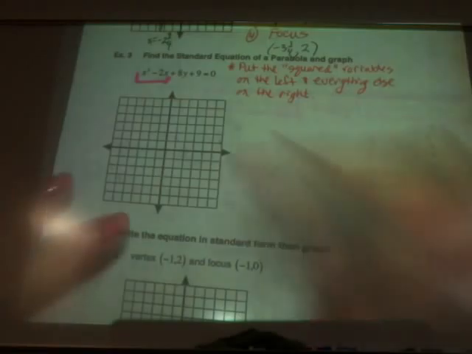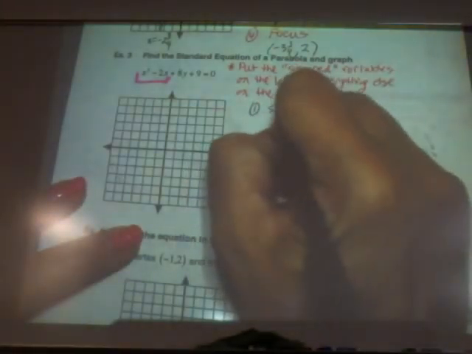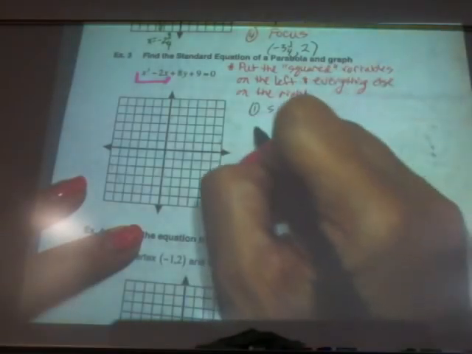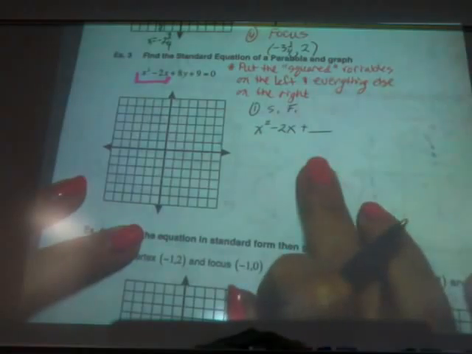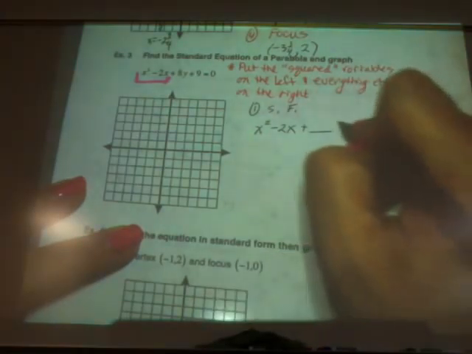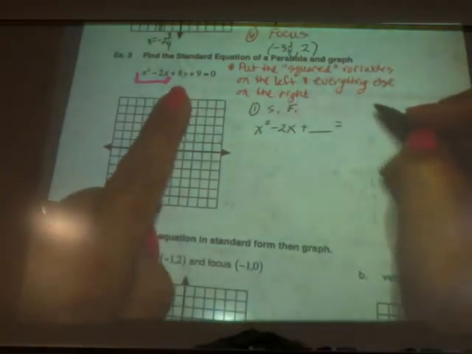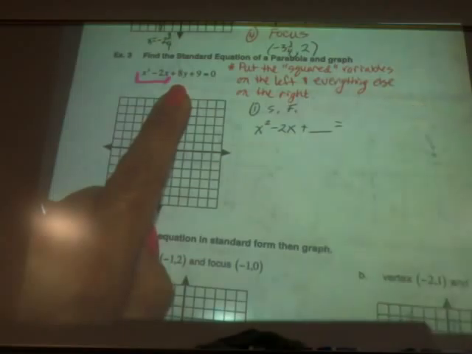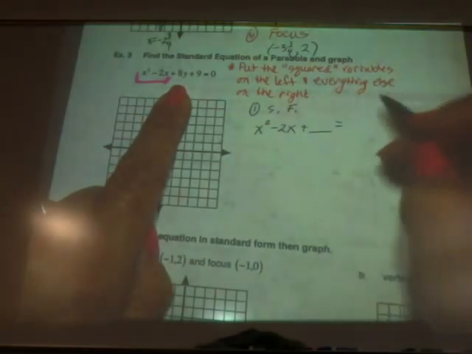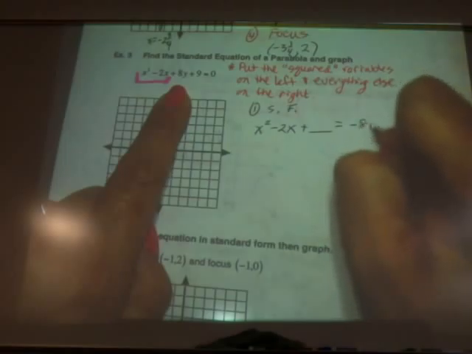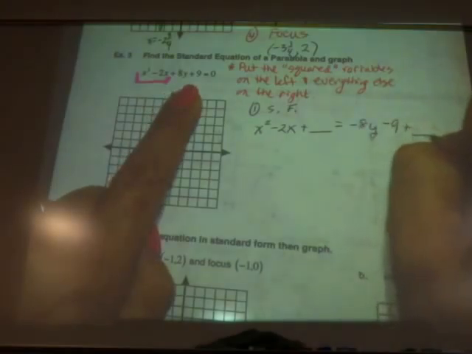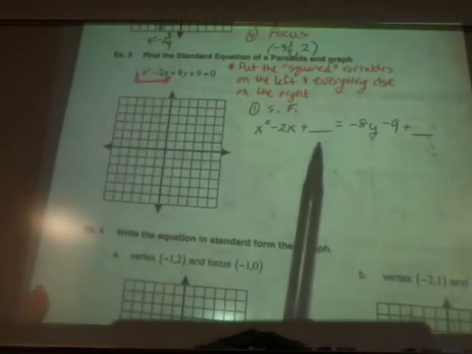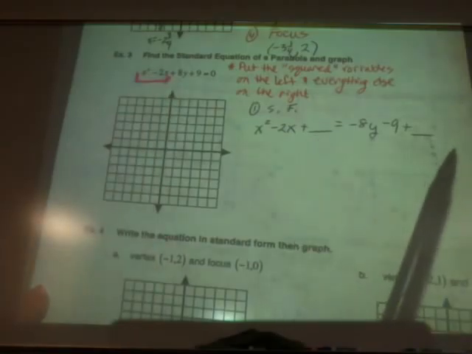So, for step 1, standard form, I'm going to start off with x squared minus 2x, please put a plus blank because we are completing the square, equals. When I subtract the 8y, it'll be minus 8y, and I'm going to subtract the 9, so it's minus 9, and then plus another blank, because whatever I put on the left side, I must put on the right side to complete that square.